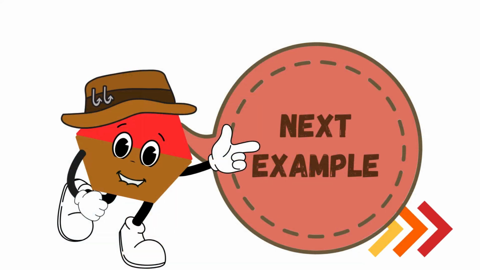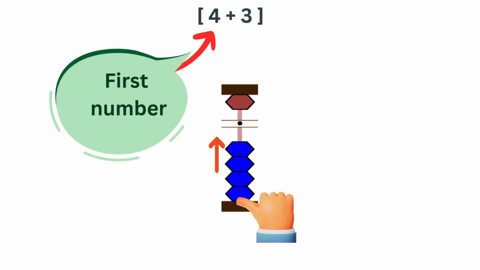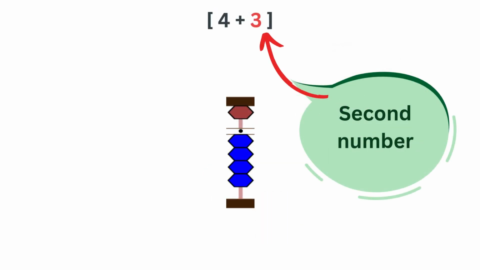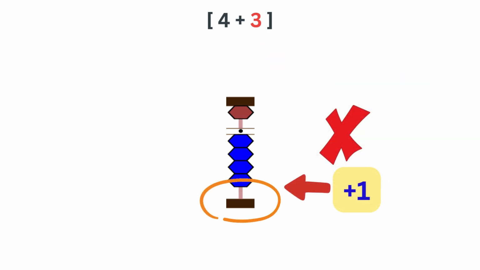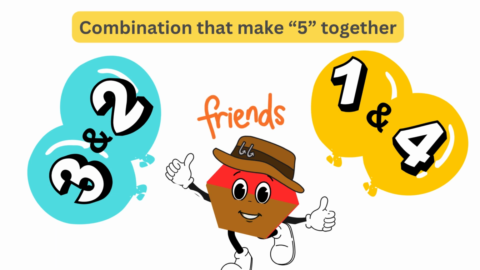Let's try one more example to see how another pair works with the friend approach. Let's add 4 plus 3 on the abacus. The first number is 4, so we add 4 in the ones column. Next, we need to add 3, but there are no lower beads available in the ones column. However, the upper bead 5 is available. We can use the friend approach here.